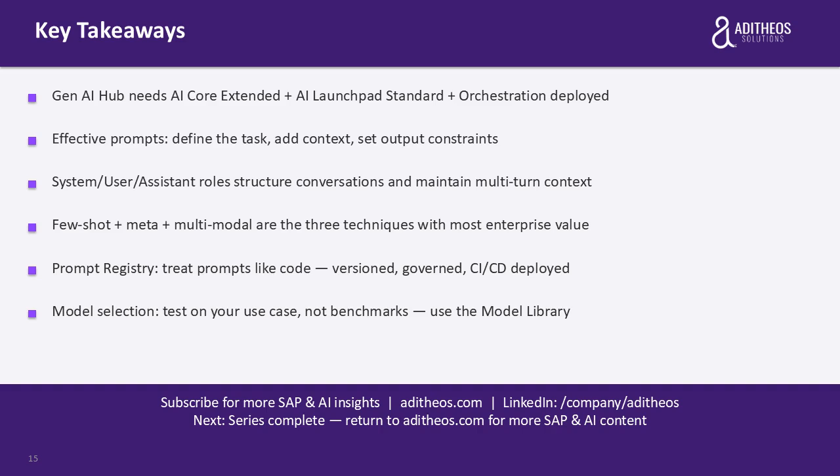Key takeaways to close the series. GenAI Hub requires SAP AI Core Extended, SAP AI Launchpad Standard, and critically an orchestration service deployment before any LLM calls can execute. Effective prompts define the task, add context, and set output constraints. Vague prompts produce vague results. System, user, and assistant roles structure conversations and give the model the context it needs to respond consistently across turns. Few-shot, meta, and multi-modal prompting are the three techniques that deliver the most value in enterprise contexts.